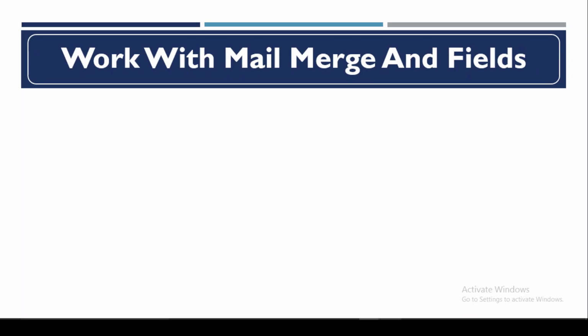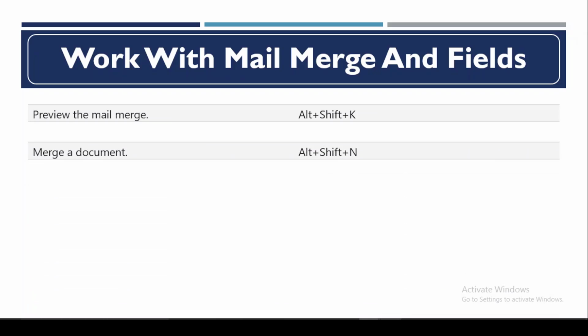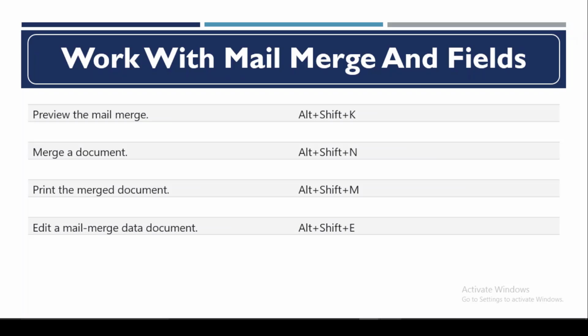Now, have a look at Mail Merge and Fields. Preview the mail merge. Alt plus Shift plus K, merge a document. Alt plus Shift plus N, print the merged document. Alt plus Shift plus M, edit a mail merge data document. Alt plus Shift plus E, insert a merge field. Alt plus Shift plus F.